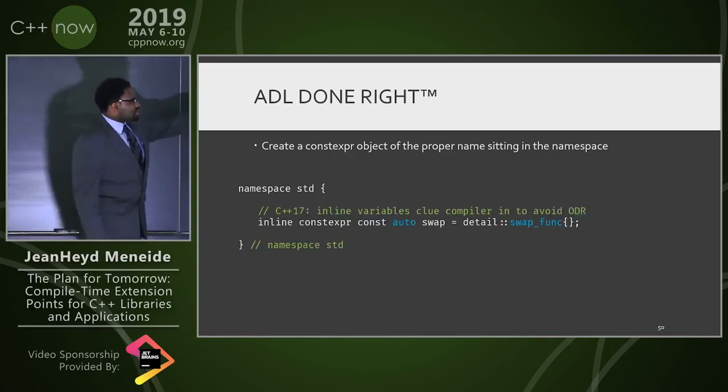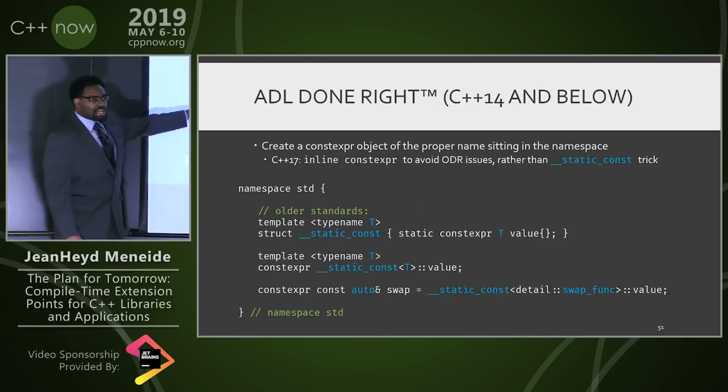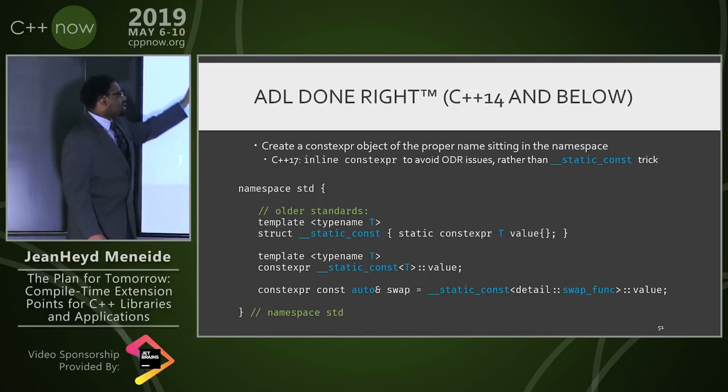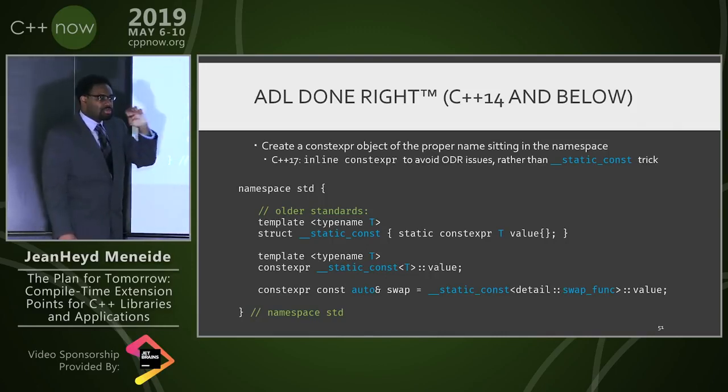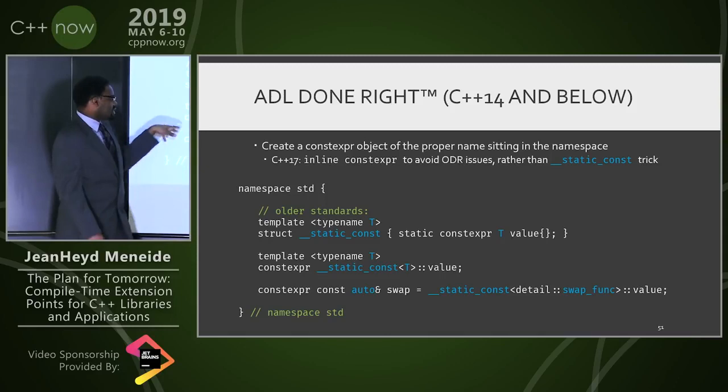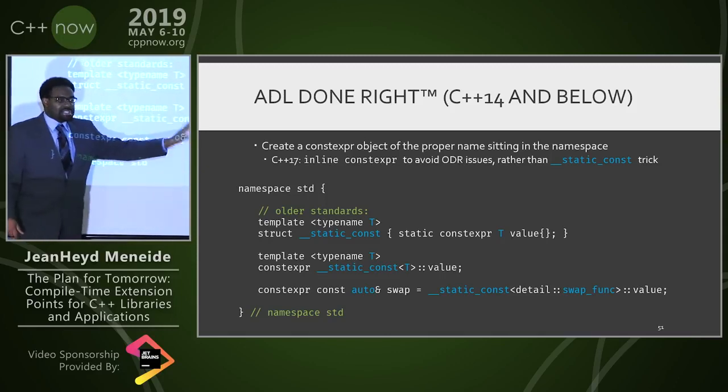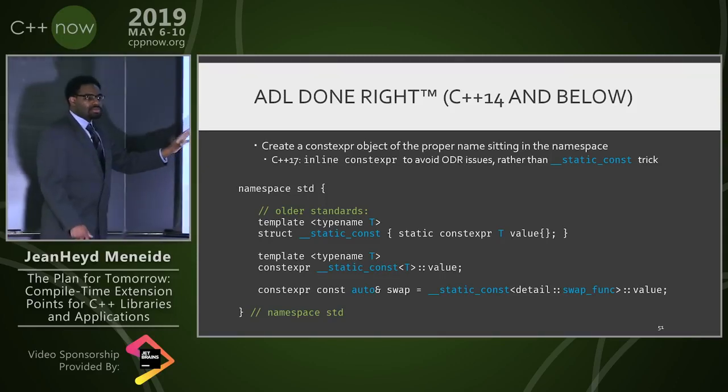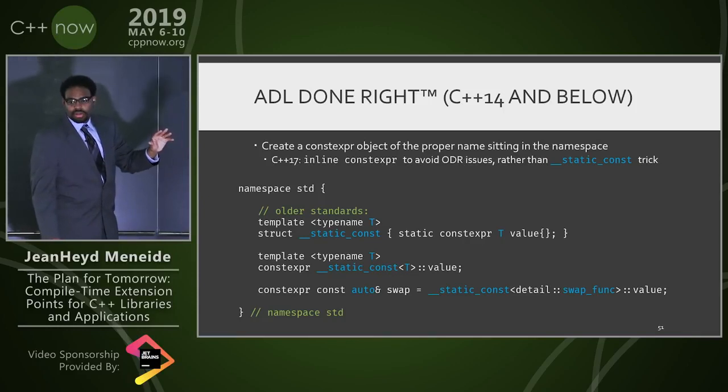It's just an inline problem. Yeah, this is the inline. Okay. So the reason you do this is because you run into ODR problems, one definition rule problems, in that if you were to just drop a swap function in the namespace, right? Weak symbol linking, it's precisely the weak symbol problem.